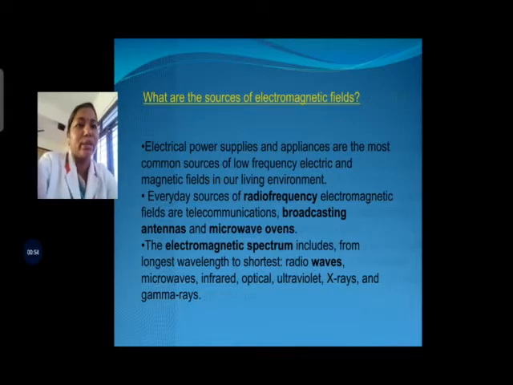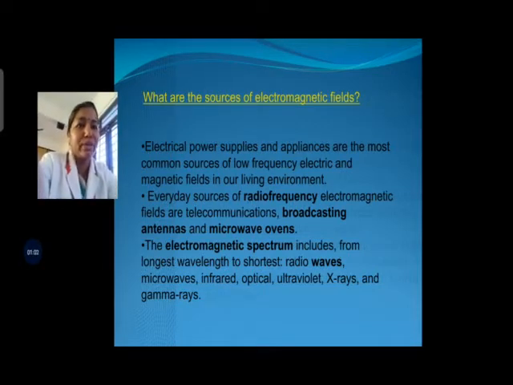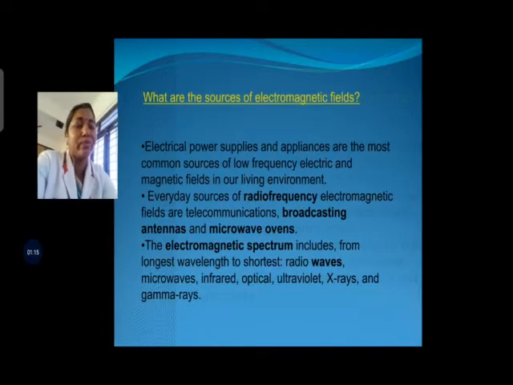So here electrical power supply and appliances are the most common sources of low frequency electric and magnetic fields in our living environment. Everyday sources of radio frequency electromagnetic fields are telecommunication, broadcasting, antennas and microwave ovens. So here we are using jacket. Jacket will have low frequency EMF.